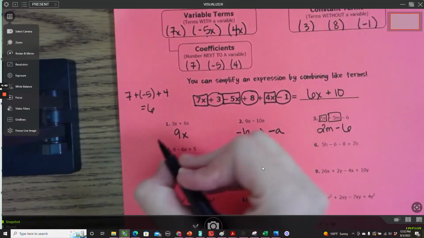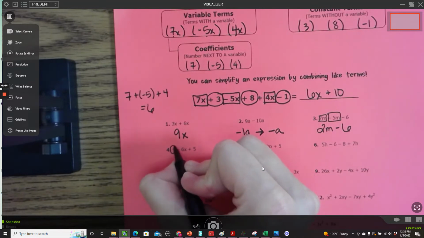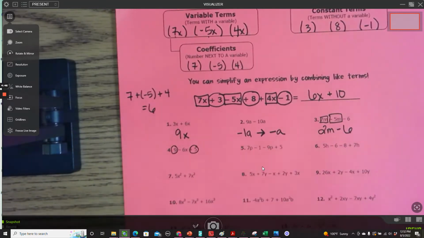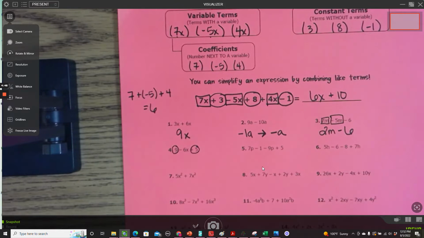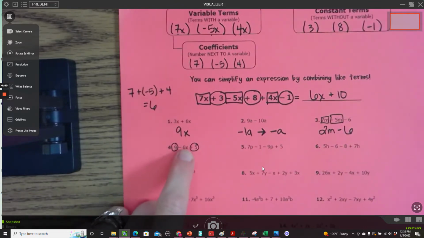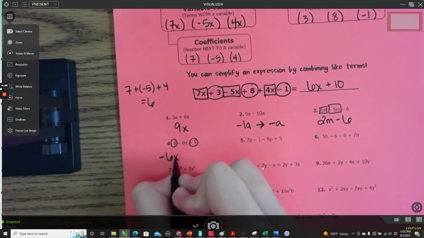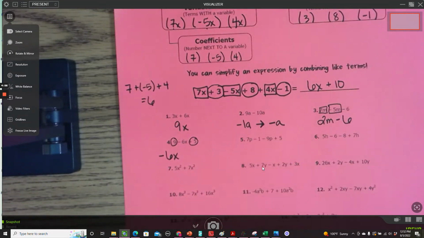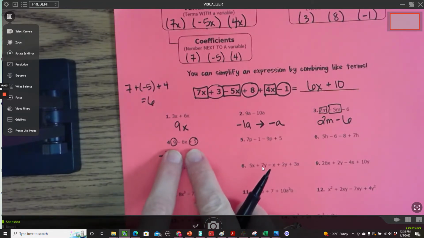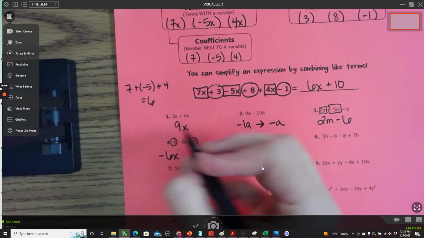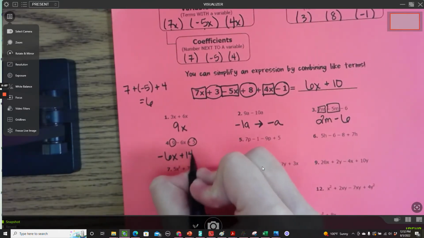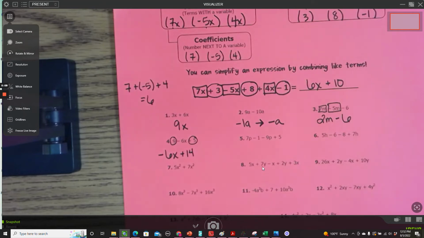On number 4, my like terms are 9 and that positive 5. So when we're writing these expressions, if you've got a variable term, which is this negative 6x, that always comes first. And since there's nothing to combine it with, I can just write it first, since there's nothing else I have to do to it. Now I have to combine 9 and 5. 9 plus 5 is 14. Again, if you need to use a calculator to do this, that is completely okay.